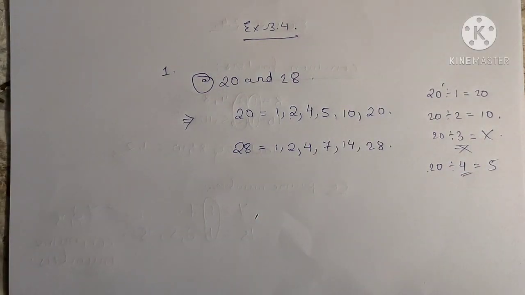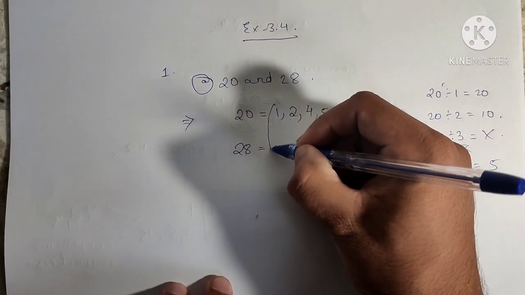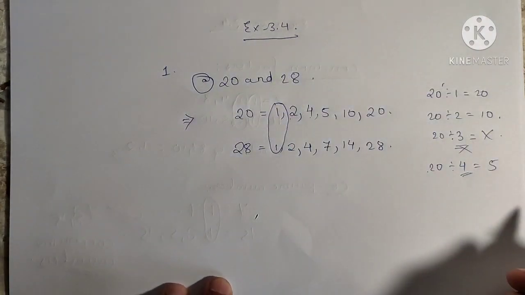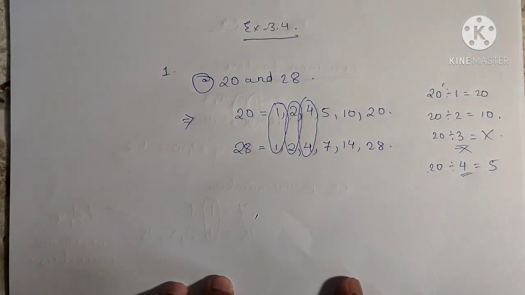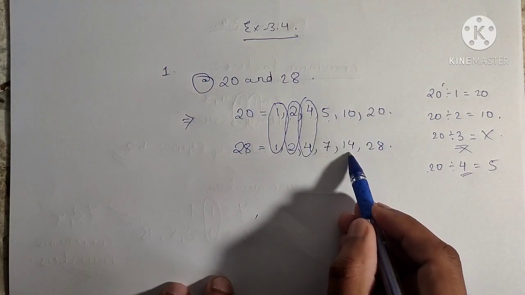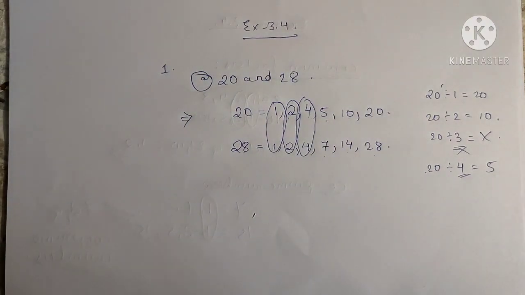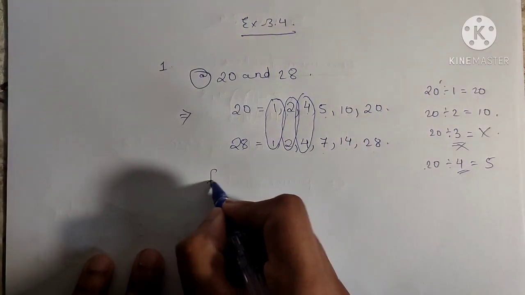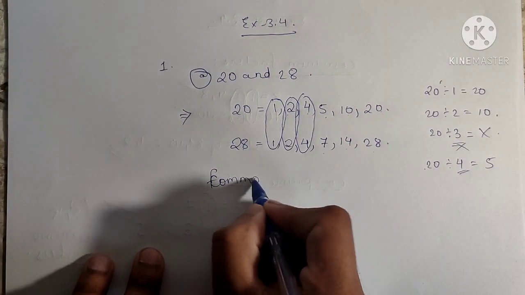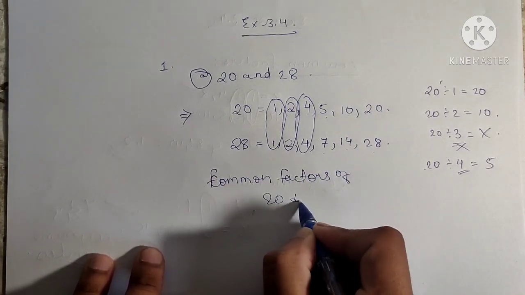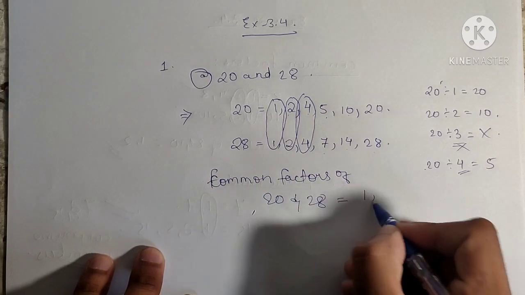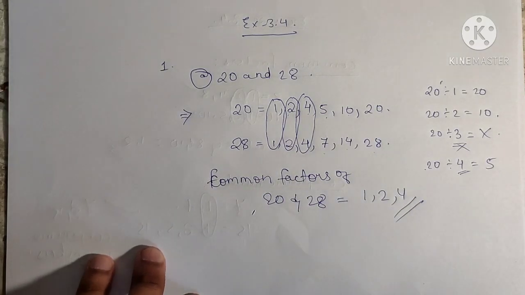Now what is the question telling you? To find the common factors of 20 and 28. As I told you in the explanation of common factors, 1 is present in both 20 and 28, so it is a common factor. Also 2 is present in both. Also 4. What else is common? This side is 5, 10 and 20, this side is 7, 14 and 28. So no other common factors. Write: common factors of 20 and 28 are 1, 2 and 4. In this way you have to solve.